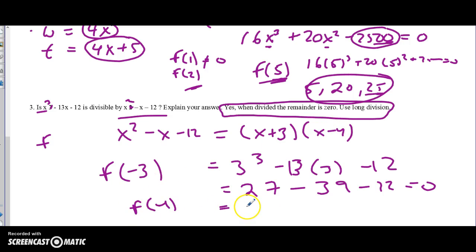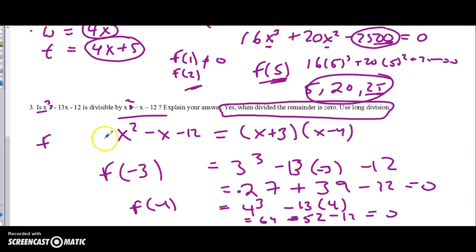you're going to get 4 times 4 times 4, 4 cubed, which is what? 64 minus 13 times 4. Now, I've got to be careful with my signs here. That's what happened. Okay, minus 27 plus 39 minus 12. So that worked out. This is then what? 64 minus 52 minus 12 is 0.